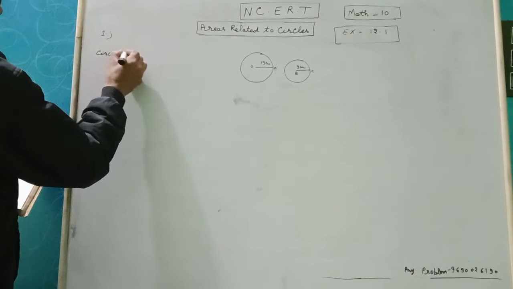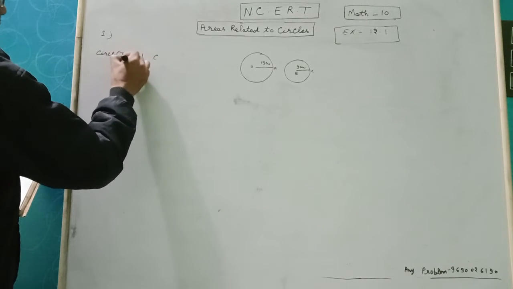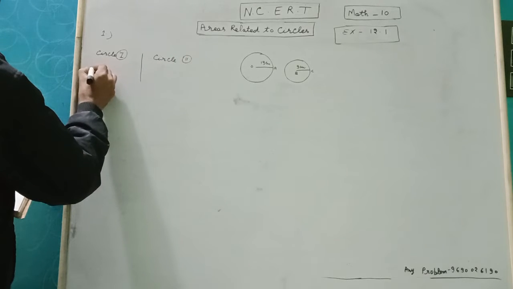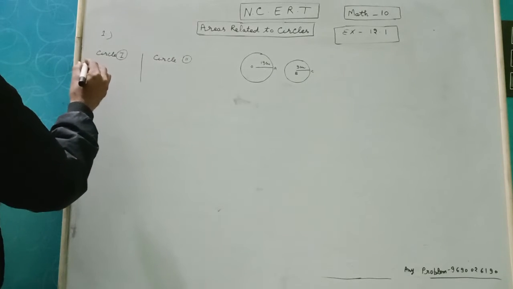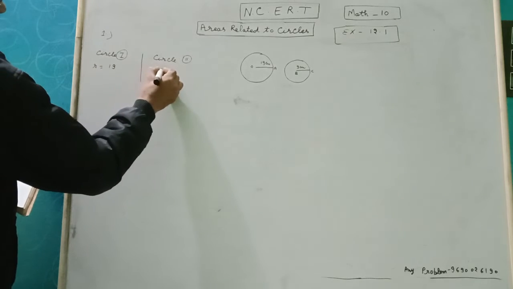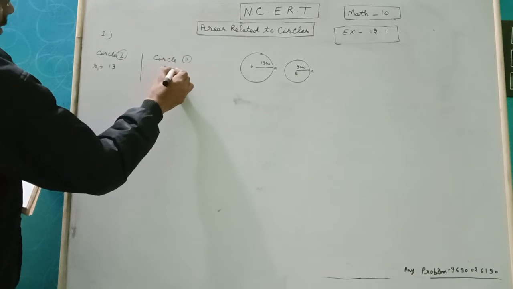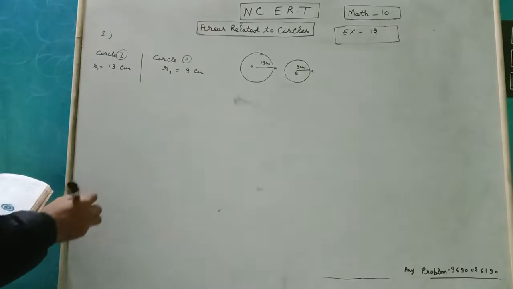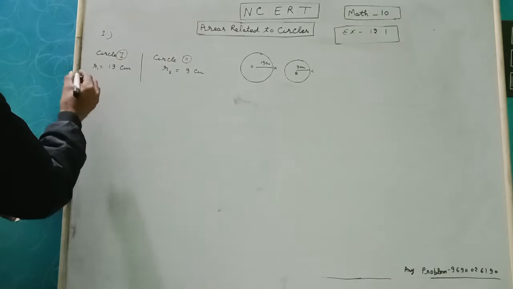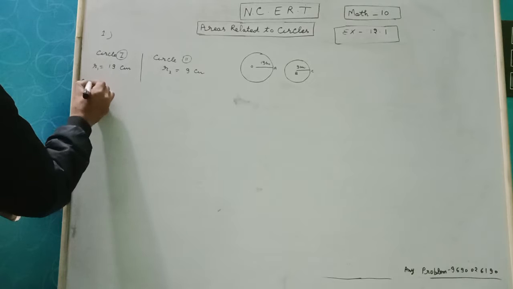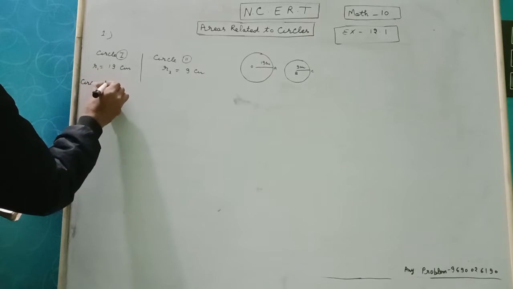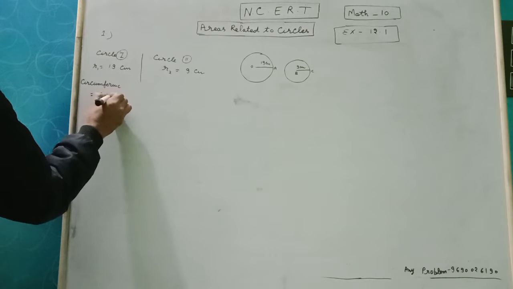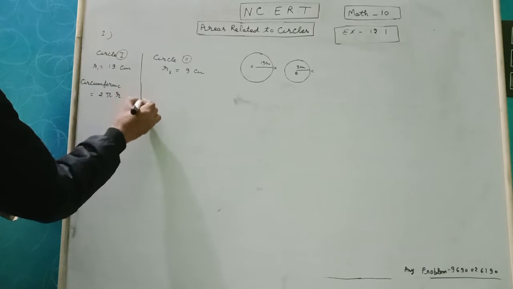Circle first and circle second. The radius of the first circle is 19 cm and the radius of the second circle is 9 cm, as given in the question. For circumference, the formula is 2 pi r, where r is the radius of the circle.